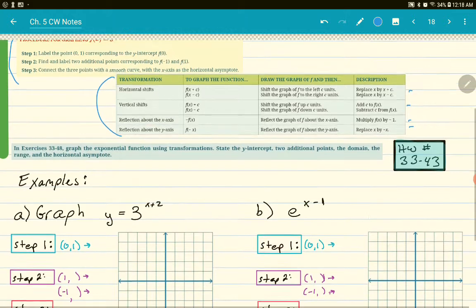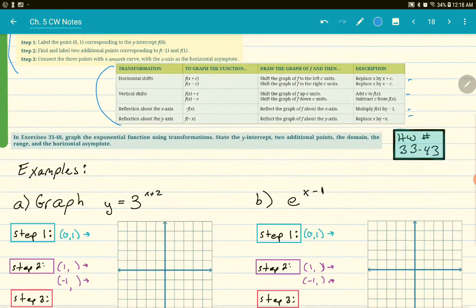So my parent function for A has a 3 to the x. My parent is y equals 3 to the x, and it's shifted horizontally because that plus 2 is with the x, so that's this form right here. So we're shifting it left by 2 units. So shift left 2 units.